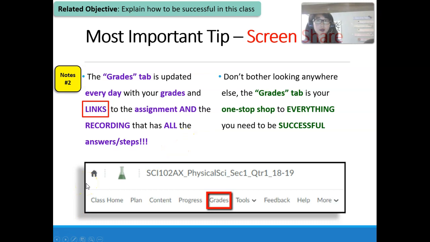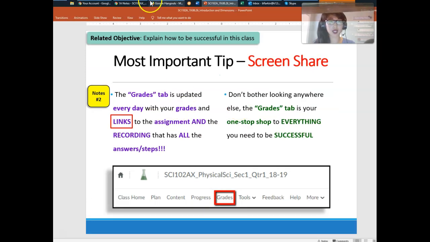All right, so the most important tip here is that the grades tab gets updated every day with both your grades and the links to the assignments and the recording. And remember, recordings of classes will have all of the answers and steps to every single assignment. So really, you don't need to bother looking anywhere else in my course. You don't really need to learn how to use all of these other tabs and stuff. The really most important thing is just the grades tab. It's going to be your one-stop shop to everything that you need in order to be successful. And again, our objective here is to learn how to be successful. So let me show you really quickly what that looks like.